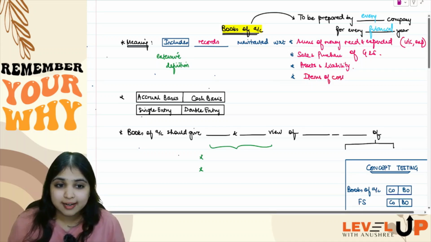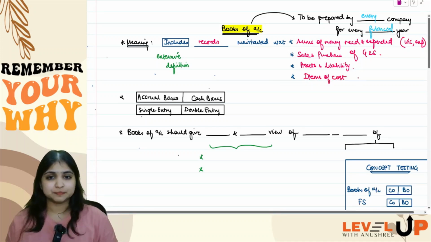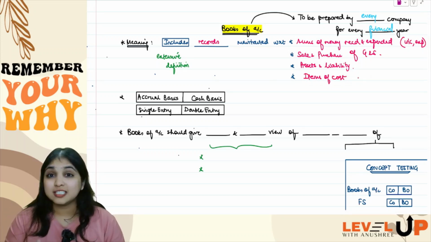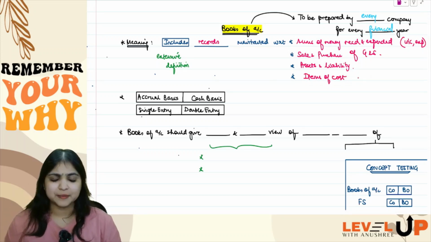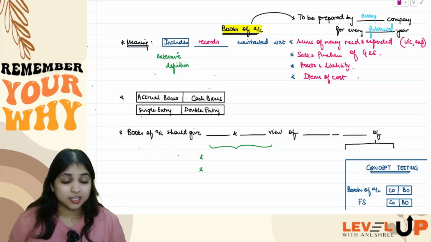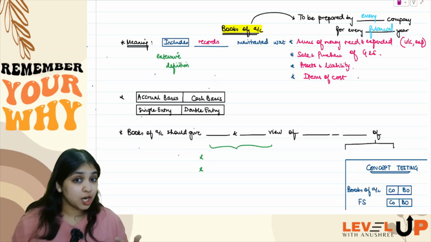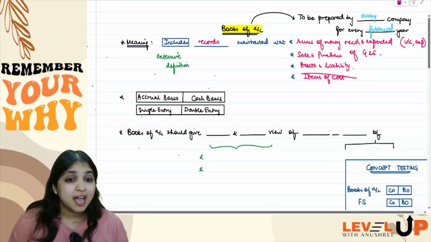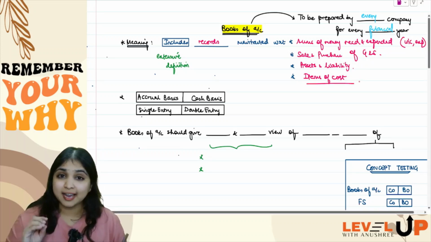Now let us try to understand this a little more in detail. See, listen, what is books of accounts? It is records. Now, records maintained by whom? Maintained by the company. Now, these records are relating to what? These records will contain information about what? They will contain information about incomes and expenses of the company, sales and purchases of the company, assets and liabilities of the company, and items of cost.